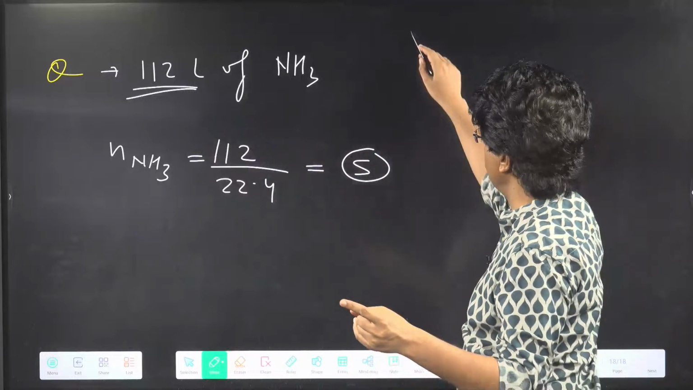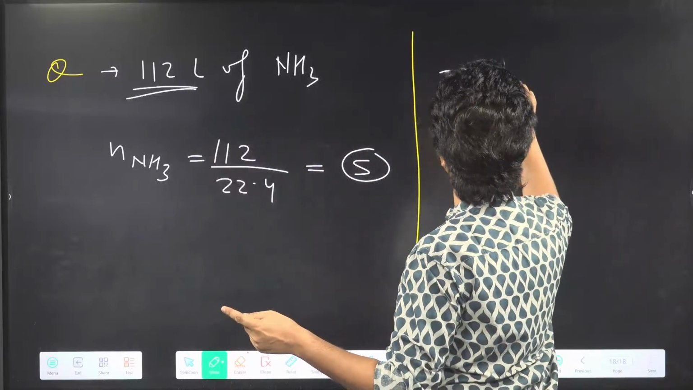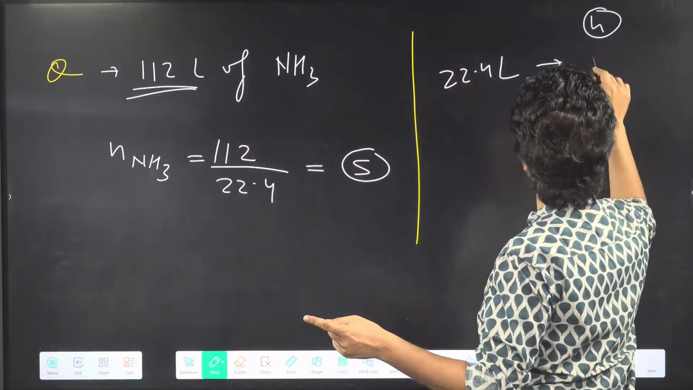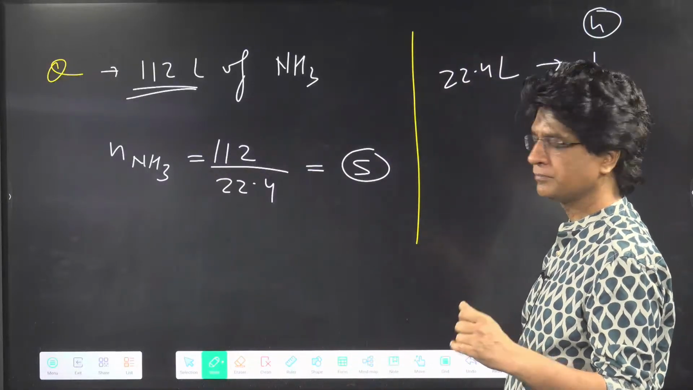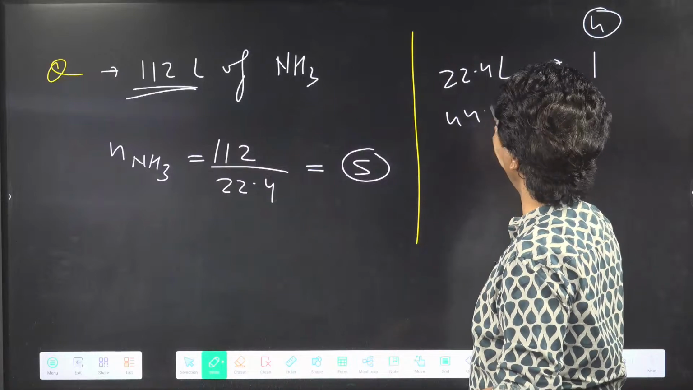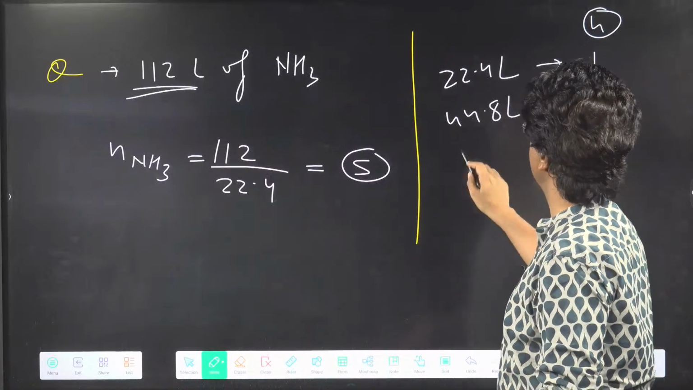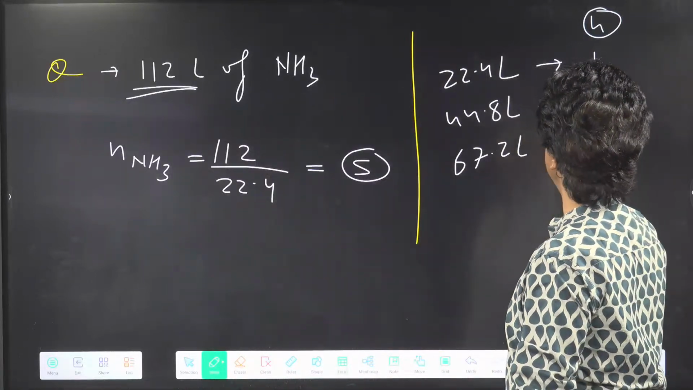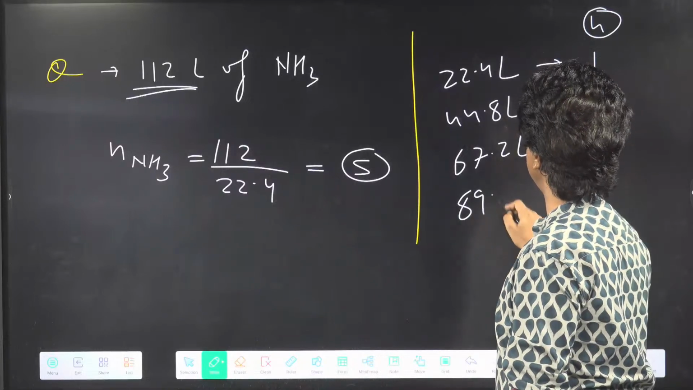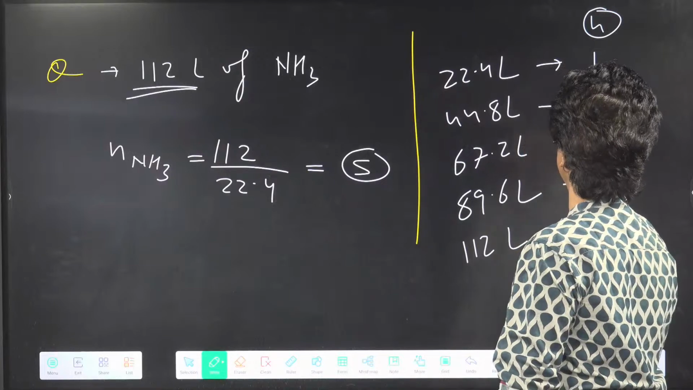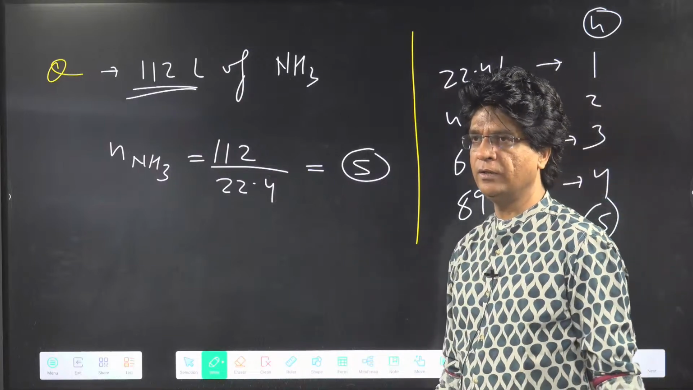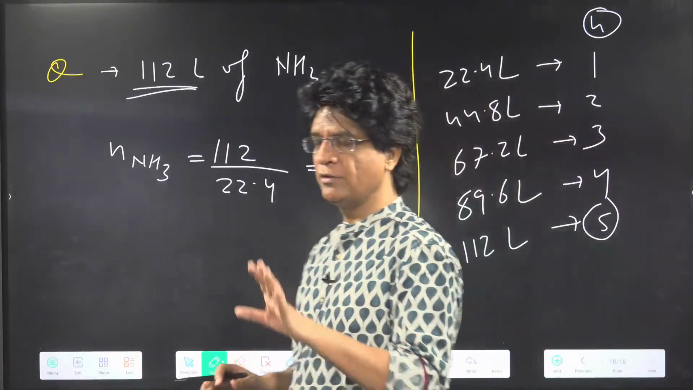What I'm saying again is that 22.4 liter actually means how many moles of any gas? 1 mole. Okay? 44.8 liter means 2 moles. 67.2 liter means 3 moles. 89.6 liter means 4 moles. And 112 liter actually means 5 moles. Agree or not? So learn these values. They will be quite helpful.